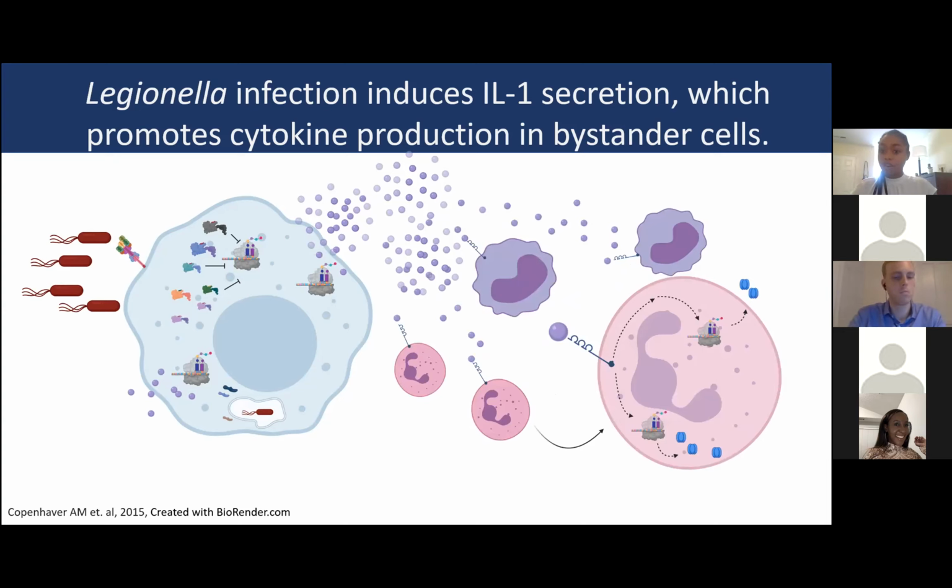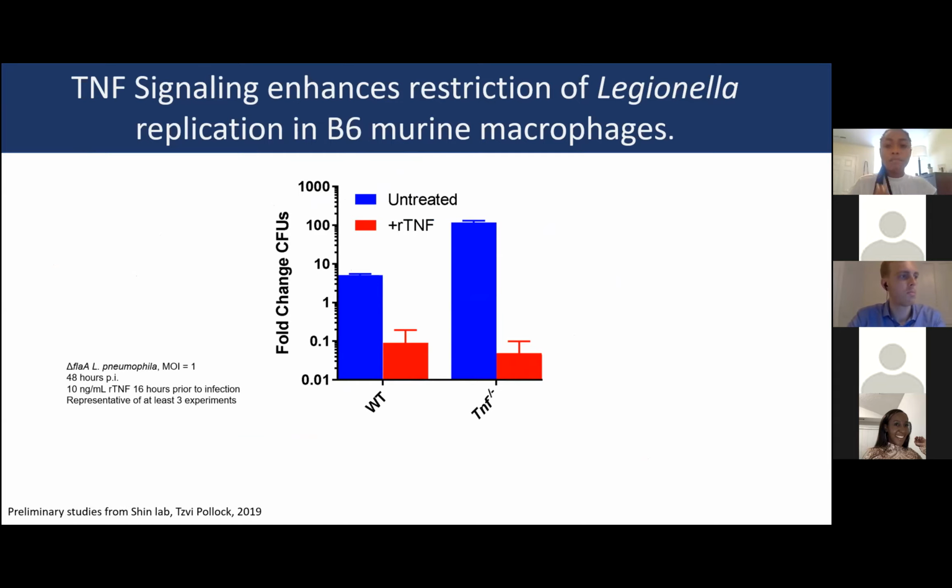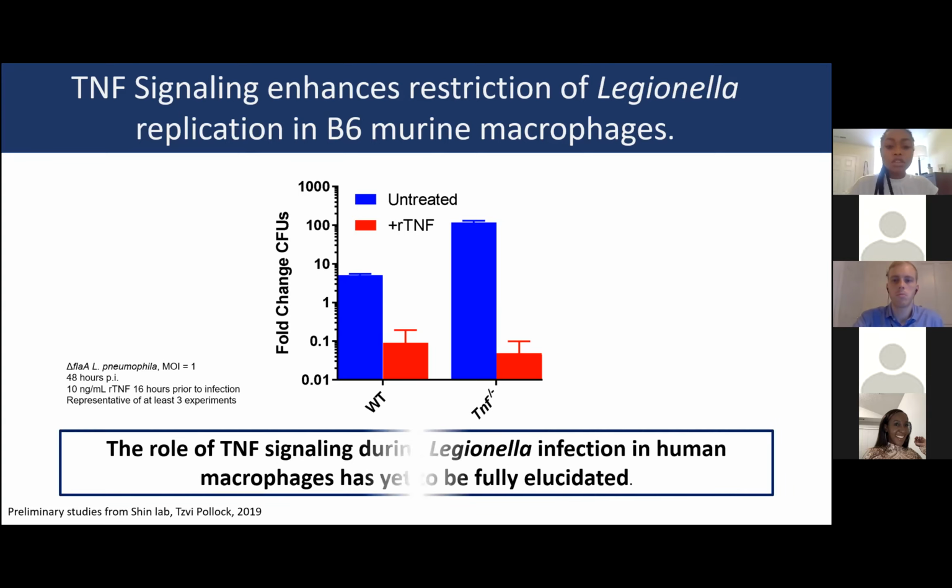Our preliminary studies from the Shin lab have shown that TNF signaling enables the macrophages from mice to effectively restrict Legionella replication during infection. Indeed, both in vitro and in vivo studies have shown that TNF signaling is critical and even required for effective restriction of Legionella replication. However, we have yet to elucidate the full role of TNF signaling during Legionella infection in human macrophages.